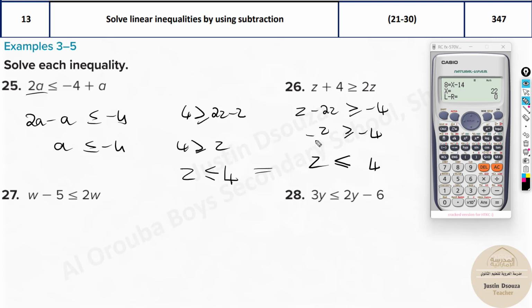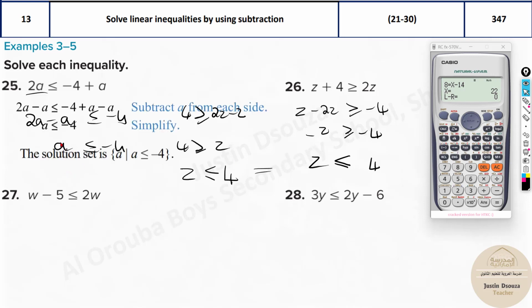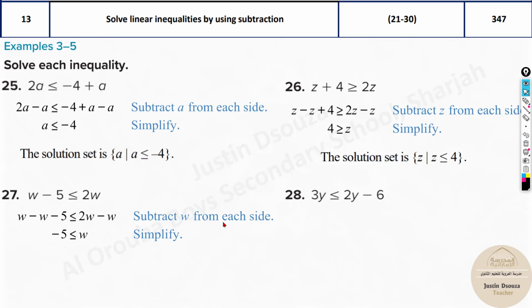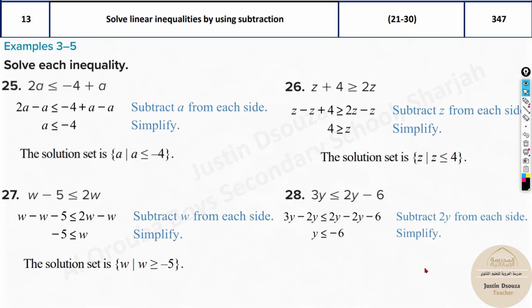That's what I mean. So this is how you solve it. You can see the answers. The first one is a is less than or equal to minus 4. Here it's z that is less than or equal to 4. And similarly, please do the other problems by yourselves. They are very simple and straightforward. This is it. You can see each step is there.